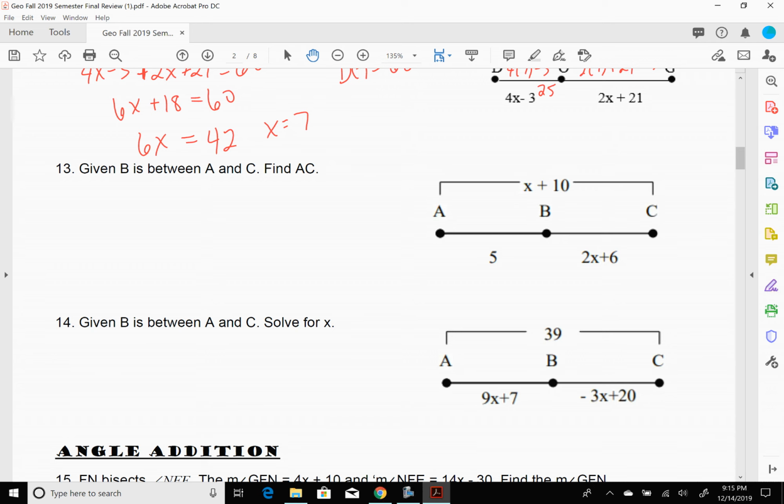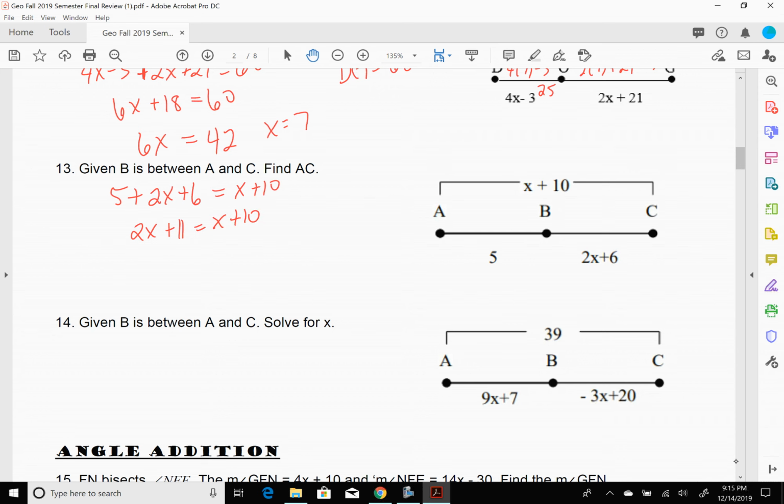Question 13, it says B is between A and C. Find the length of AC. Okay, so 5 and this 2x plus 6, you have to add those because you just have the two pieces and you don't know their relation to each other. You just know that if you add them, you'll get the whole thing, and the whole thing is this x plus 10. So we have 2x plus 11 is equal to x plus 10.